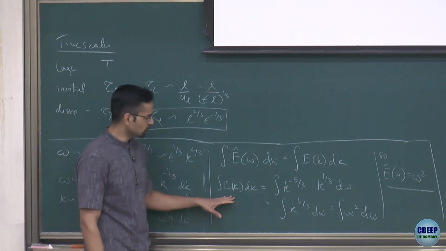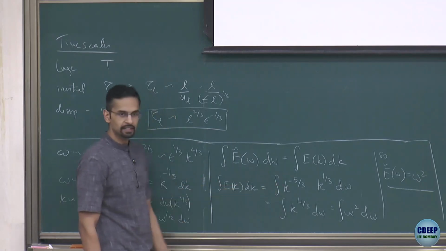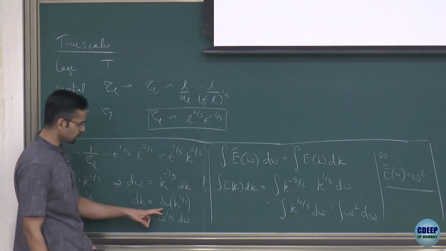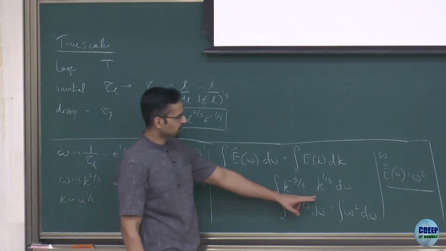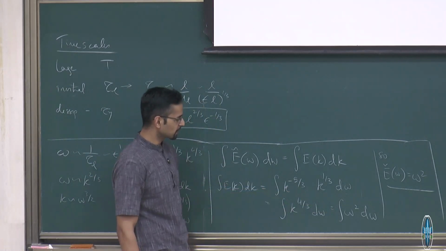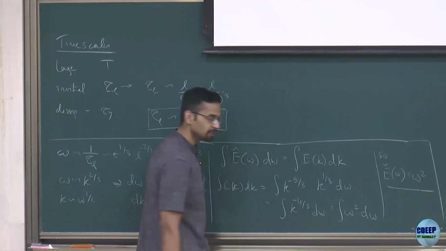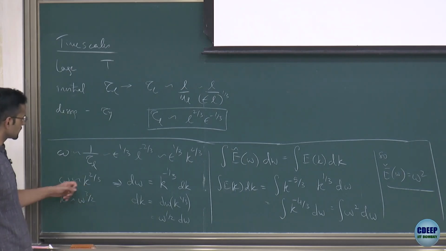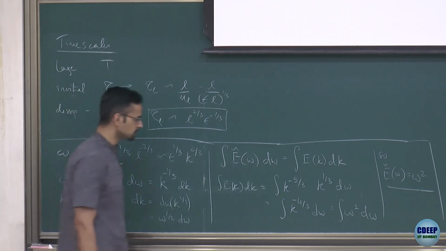You start with what you know, and I want to rewrite this as an integral in omega. So this k to the minus 5/3 dk I replace by k to the 1/3 d omega. This becomes k to the minus 4/3, sorry. But I know from here that that is just omega to the minus 2.